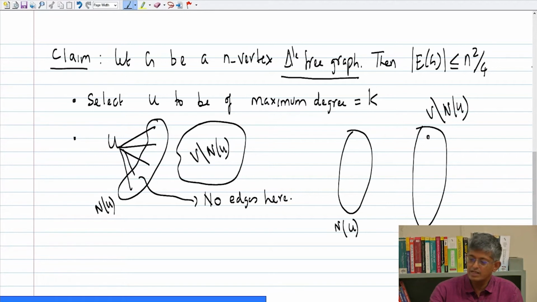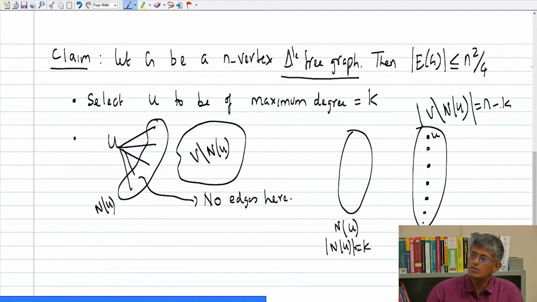What is the degree of every vertex here? Correct, less than or equal to k, because U is sitting here, U is not here, and U is a vertex of maximum degree. And there are k vertices here. Therefore, the size of this set is equal to n minus k.